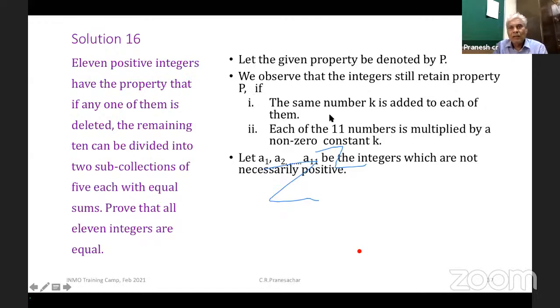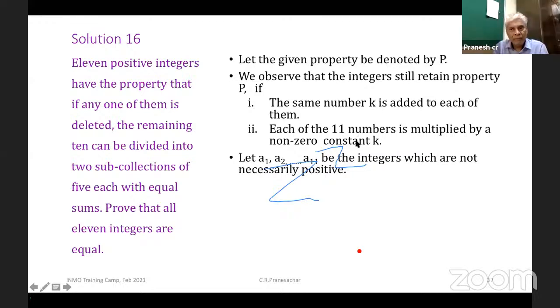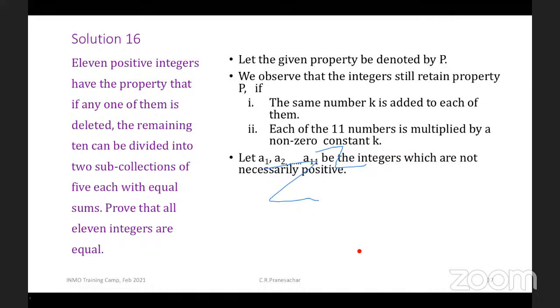So are these two points understood? Addition of K and multiplication. Yes, sir. The property is unaltered if you add or multiply with a non-zero constant.